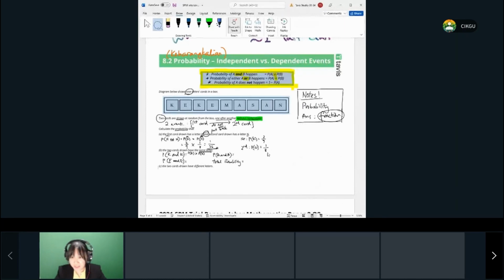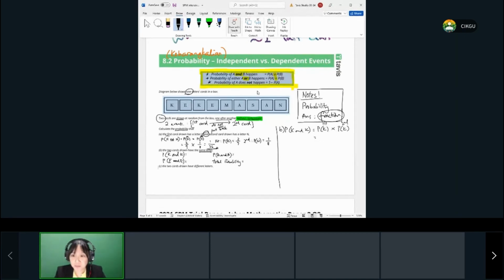Okay, nice. So I'm going to write here, continue part B. The probability of picking a K and a K is, first you must pick the first K, and then you must also pick the second K. I want both to happen, so multiply.